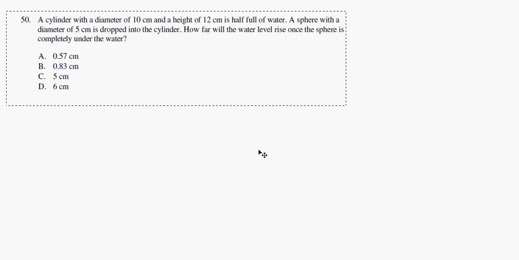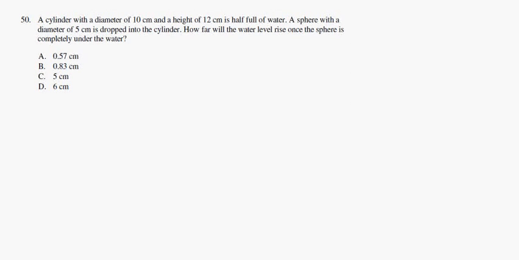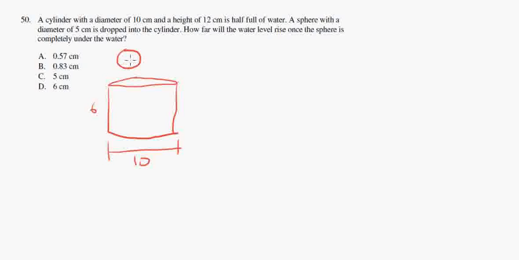Alright, question 50 for Practice Provincial B. A cylinder with a diameter of 10 centimeters and a height of 12 centimeters is half full of water. So in reality, we're really only dealing with a cylinder of water that is 6 centimeters high and a diameter of 10. Into this, we add a ball with a diameter of 5. We want to know how far up does it actually go.